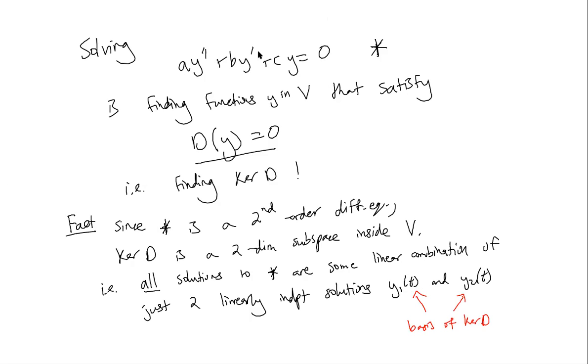And so if we want to solve star, this differential equation, all we need to do is find two linearly independent solutions, and everything else will be a linear combination of them. So that's our goal: to find two linearly independent solutions. We'll talk a little later about what it means to be linearly independent as functions. But for now, let's get into the details about how we actually solve this differential equation. How do we find these two linearly independent solutions? Maybe let's just do it with an example.